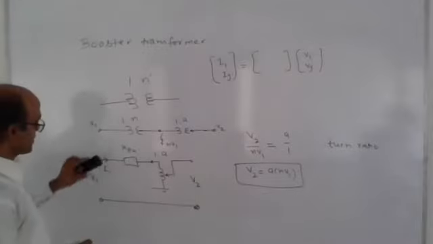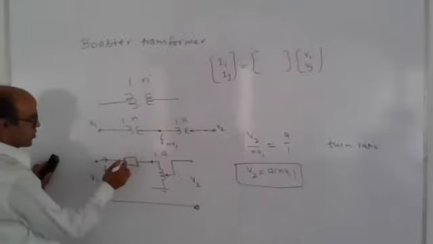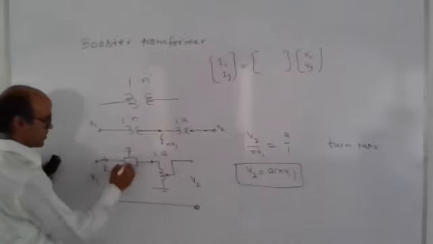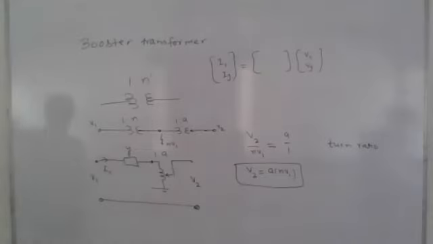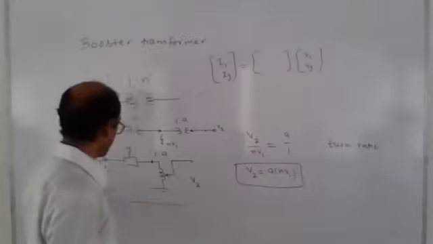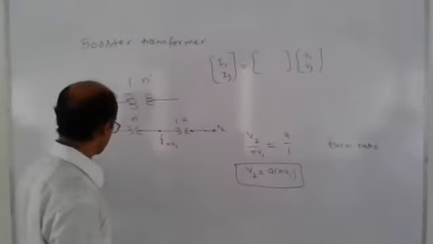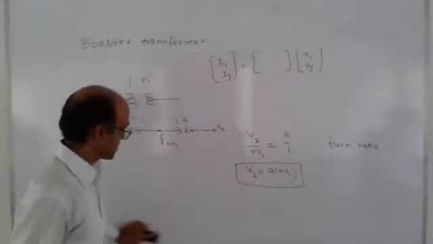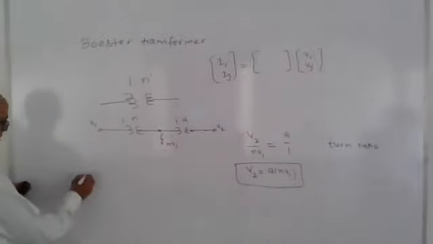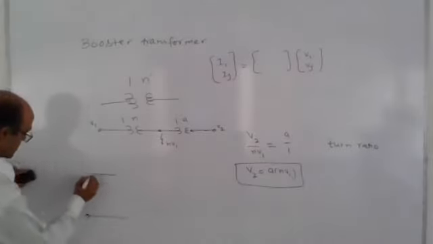So I am writing this in terms of admittance. Admittance is y equal to 1 by z. So I am getting this term. Again, I am simplifying it a little bit. So this terminal voltage is what? V1.